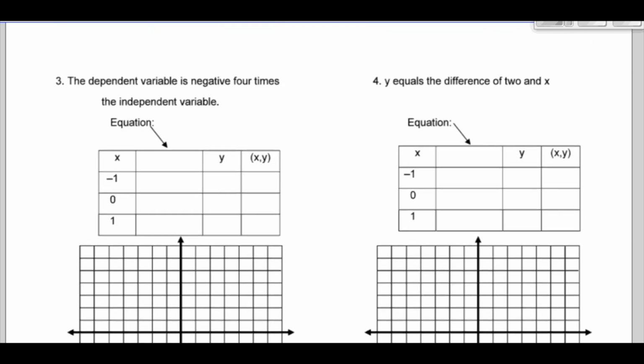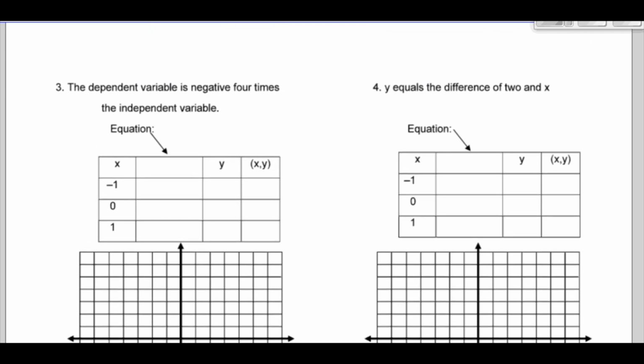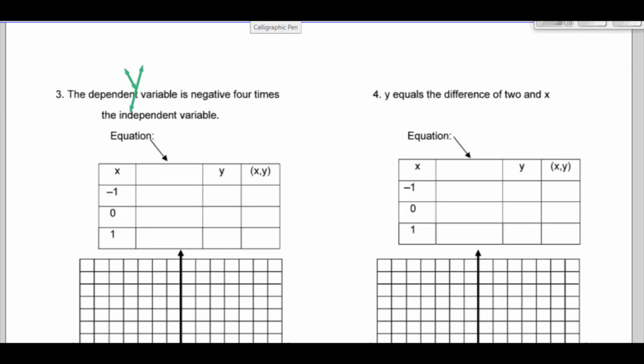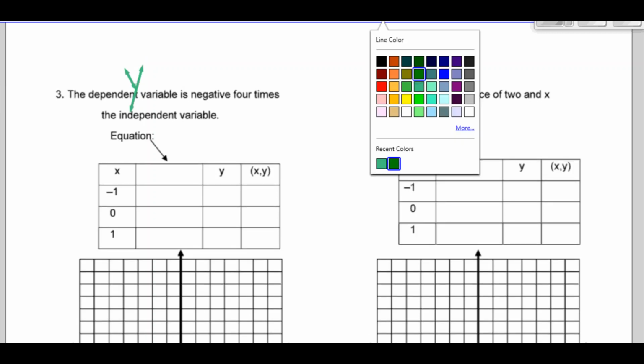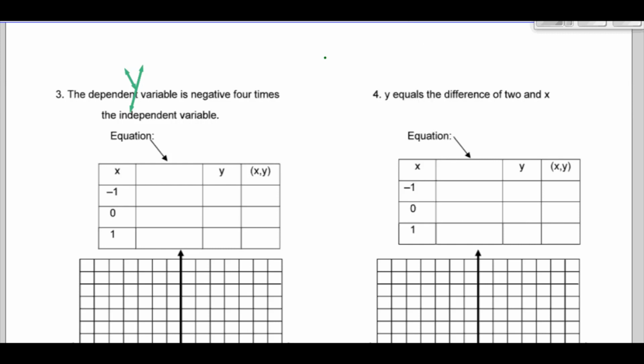All right, for each of these, I want you to graph them on your own, but I am going to translate them for you just to help you with setting up the equation first. The dependent variable, the y, is -4 times the independent variable. We don't have to change the order of that. That is just y equals -4x.